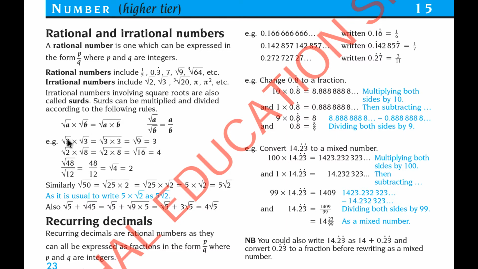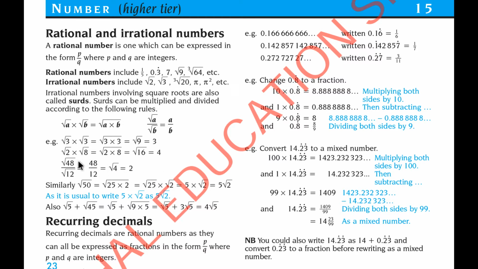Always make sure you multiply or divide square roots with square roots together. You can't multiply a square root and a cubic root. Different types of roots you can't multiply or divide. Same types of roots you can multiply or divide. That's the theory you should consider.